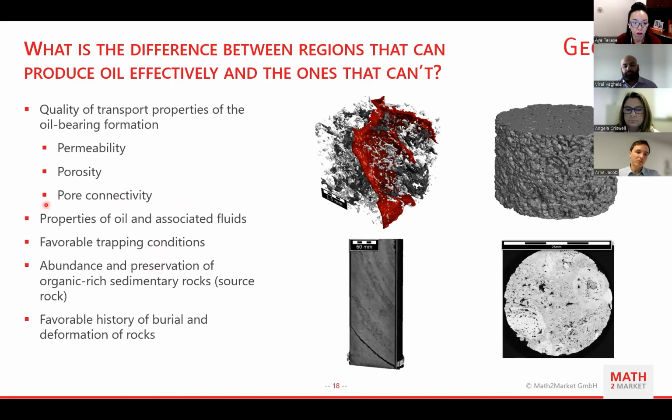So there are some notes here on my list, like I would like to have favorable trapping conditions, which means that I would like to be able to drill that deep to get my oil out of that. I want to have a reservoir which is connected. I want to have a good reservoir source rock, which provides me with an oil that is easy to produce. And that is directly linked to the favorable history of burial and deformation of rocks in general. Any questions on that slide here?